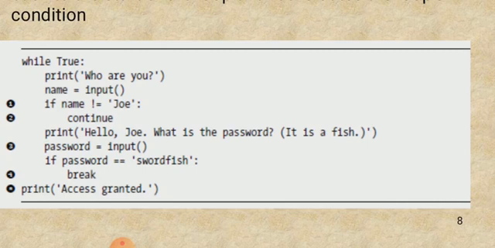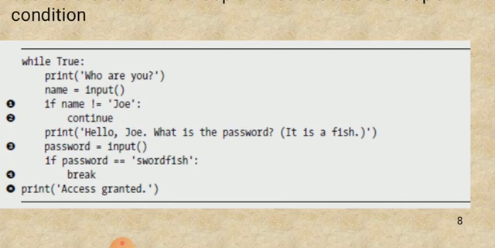So continue, what happens? Suppose I have entered name = input, Clara. Then what happens? Clara not equal to Joe is true. At that time, what happens? The following statements, that is print "Hello Joe", then password input, the password check, everything comes to an end, and again it will display "Who are you?"